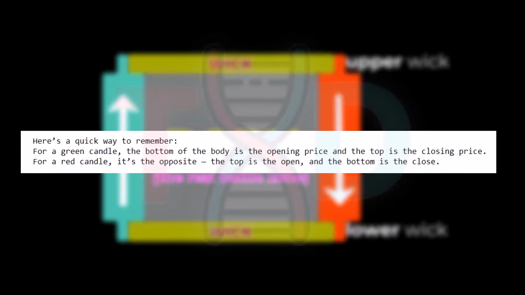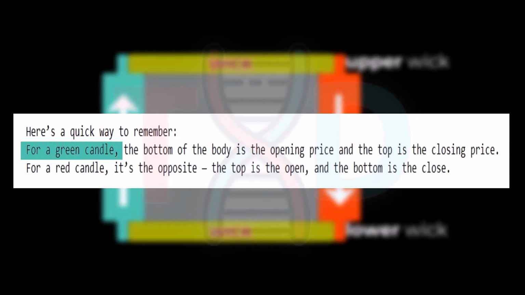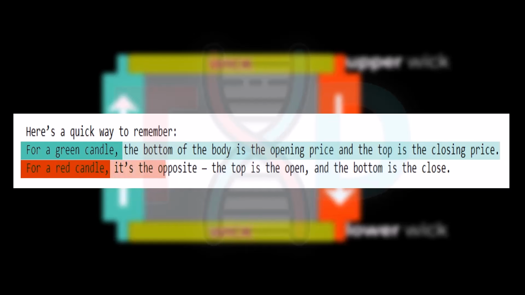Here's a quick way to remember. For a green candle, the bottom of the body is the opening price and the top is the closing price. For a red candle, it's the opposite. The top is the open and the bottom is the close.